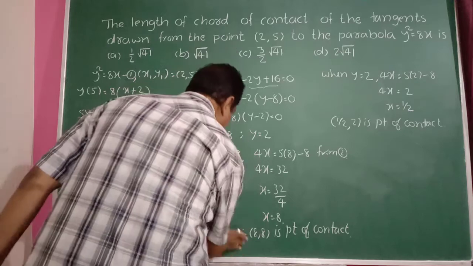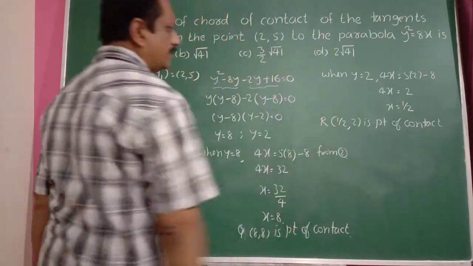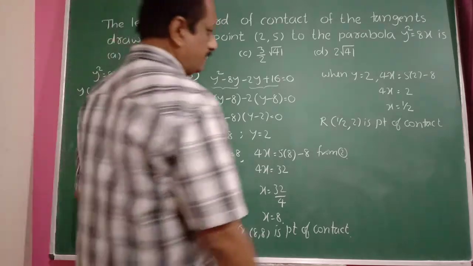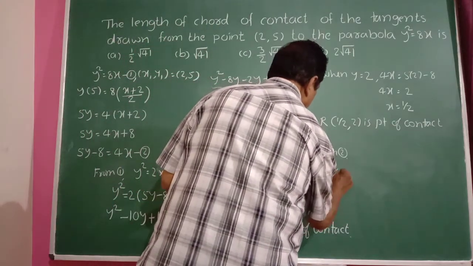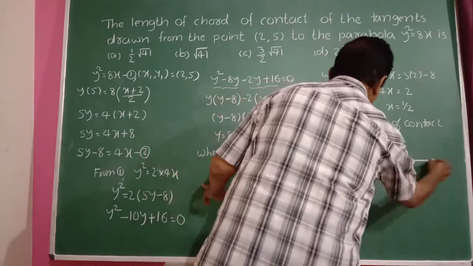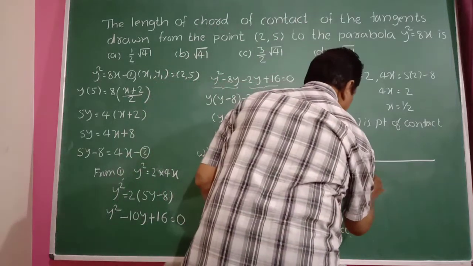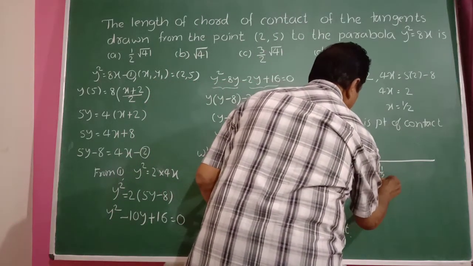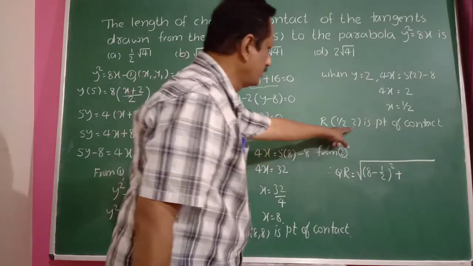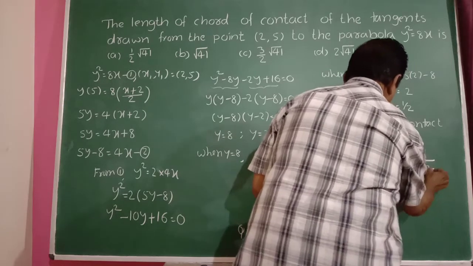Take this point as Q and this point as R here. Therefore, the length of the chord of contact using the distance formula: QR is equal to root of (8 minus 1 by 2) whole squared, plus (8 minus 2) whole squared.